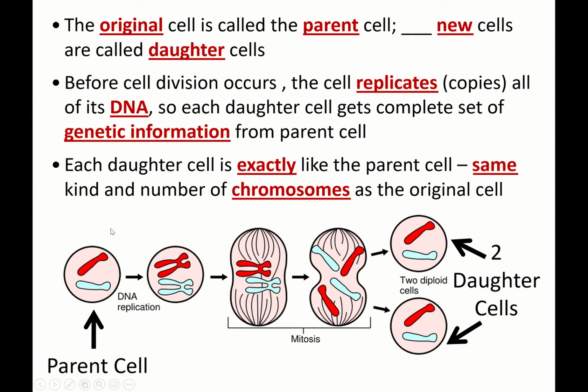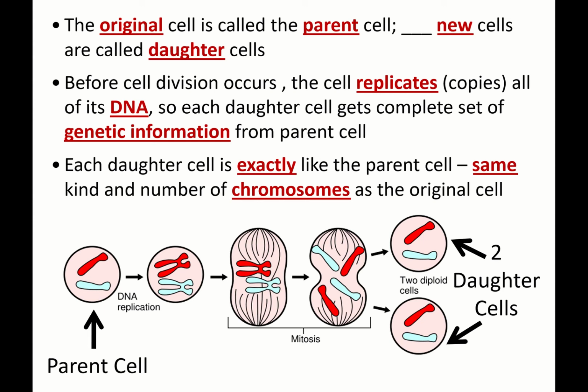Each daughter cell is supposed to be exactly like the parent, genetically identical. So they should have the same kind and the same number of chromosomes as the original cell did. So if you look at our parent cell, they had a red and a blue. The daughters, red and blue, red and blue. They are exactly the same. They're genetically identical. That's really good for things like our skin cells. They need our skin to be exactly the same.